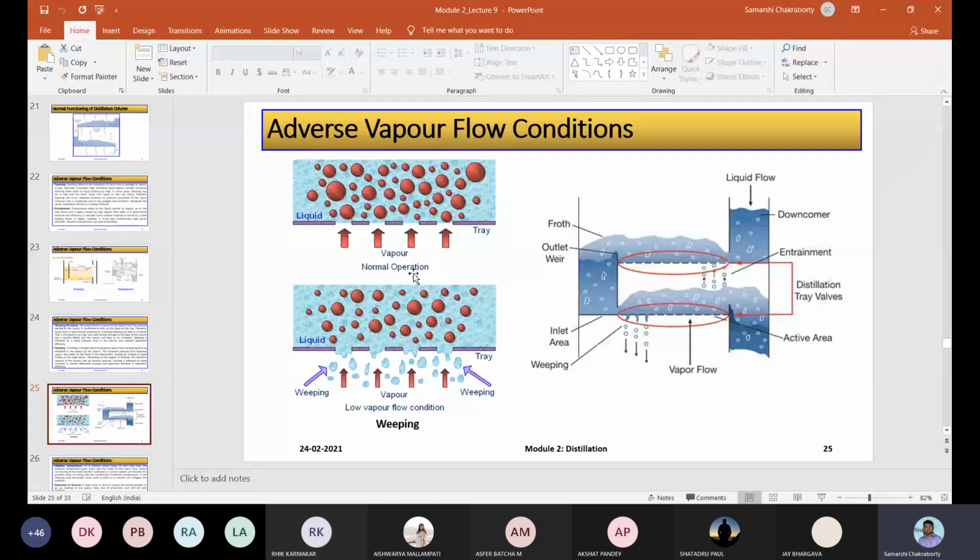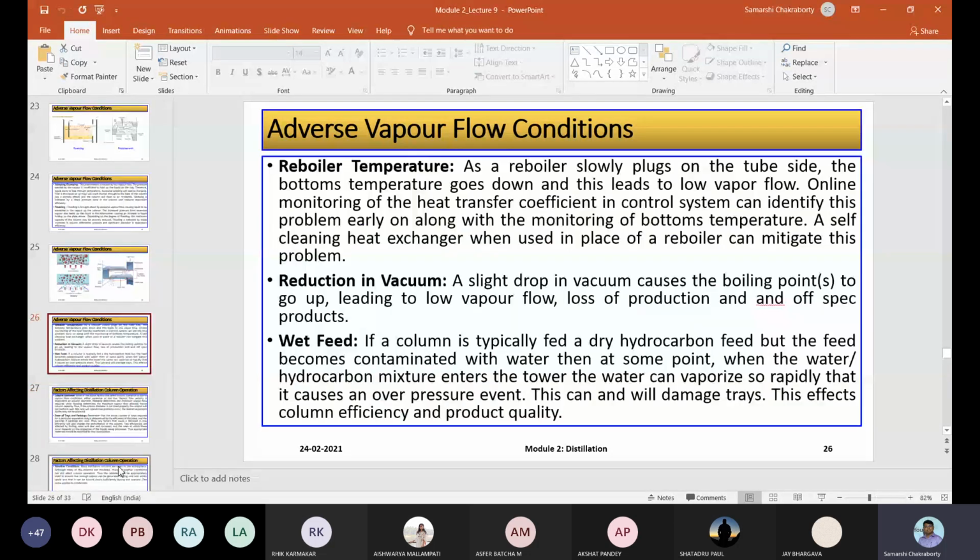So this is how your VPM actually looks through the perforated tray. In a low vapor flow condition, the liquid leaks; in a normal vapor flow condition, your tray should be able to hold on to the liquid. So this is one example of weeping, and the weeping phenomenon has been depicted using this schematic diagram. Okay, so this part is done: how lower vapor flow and higher vapor flow can affect your distillation column performance.